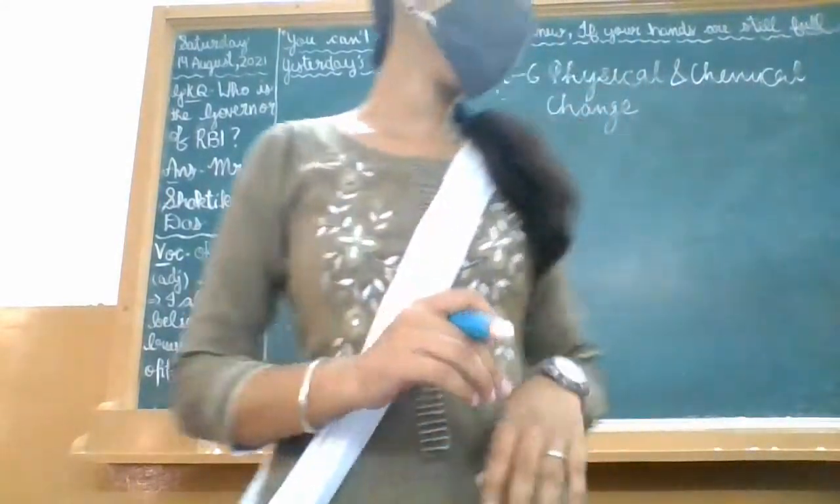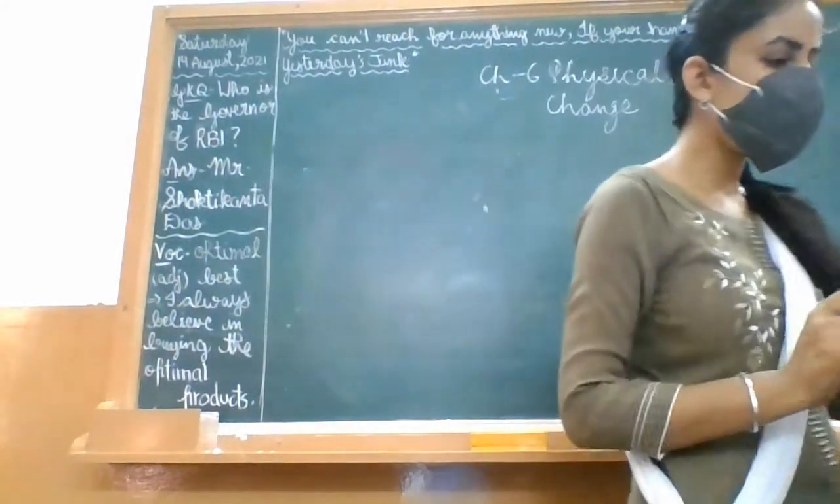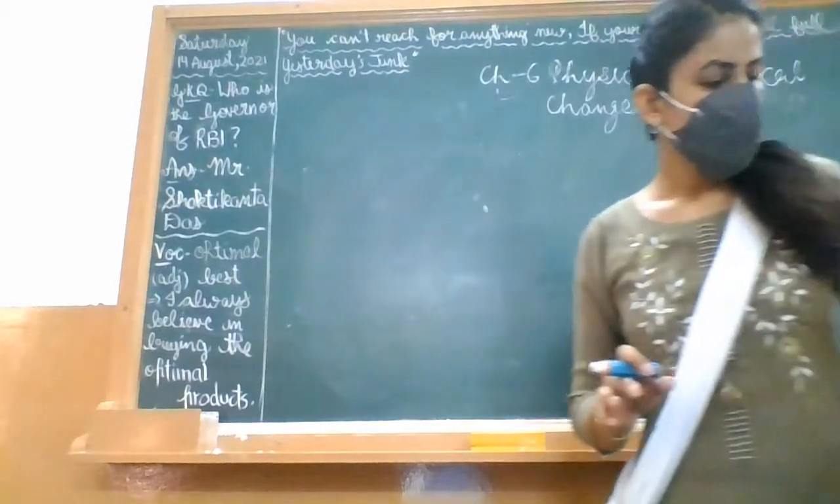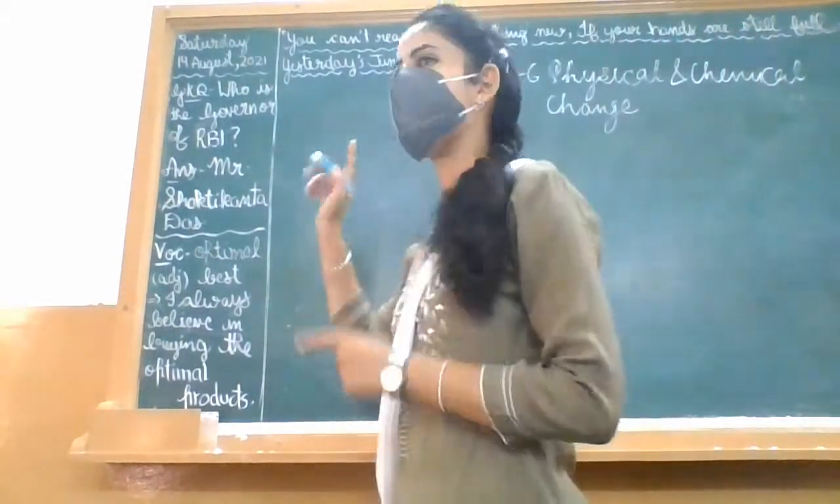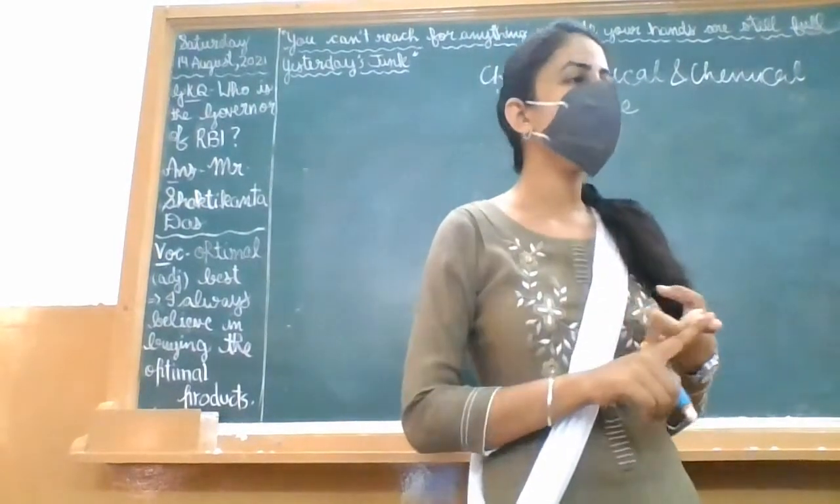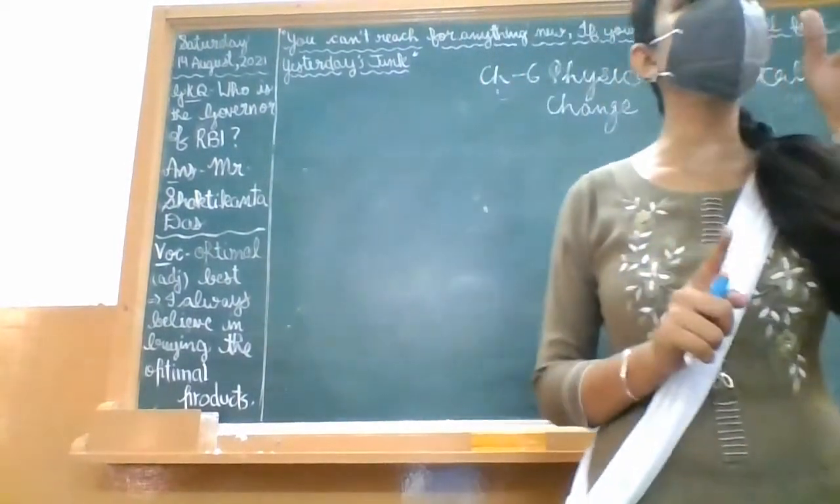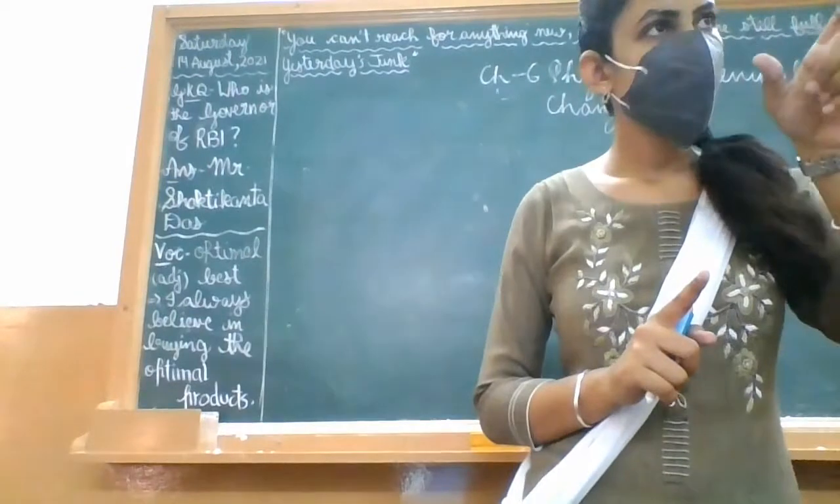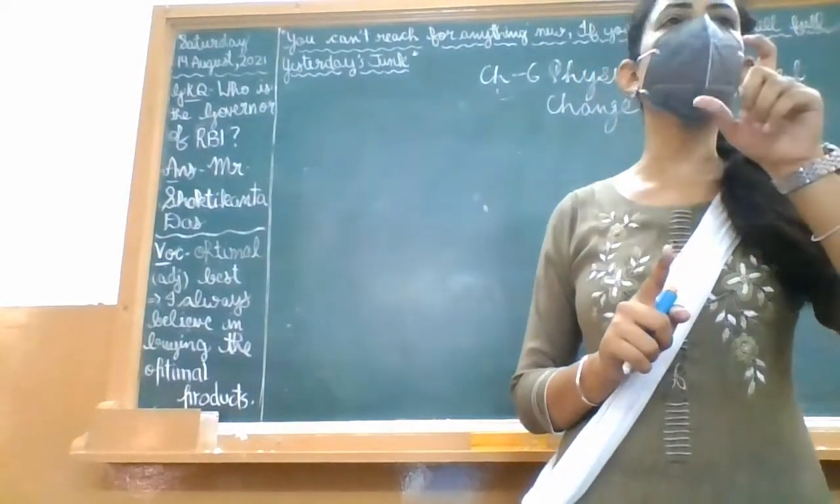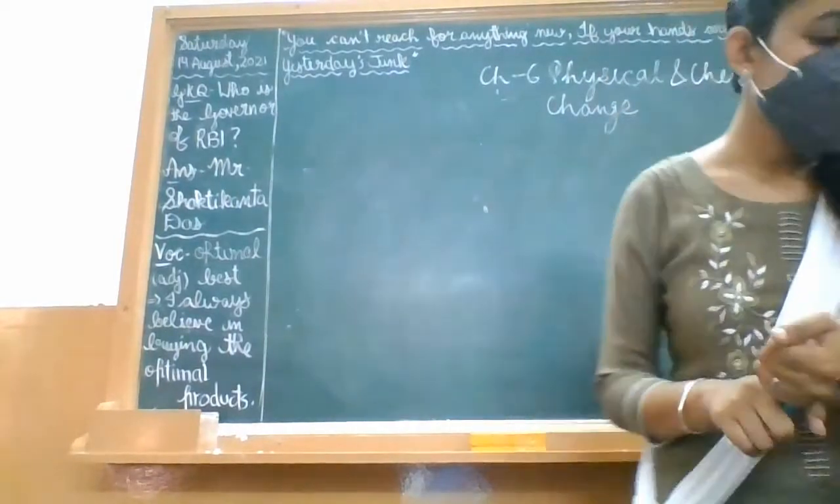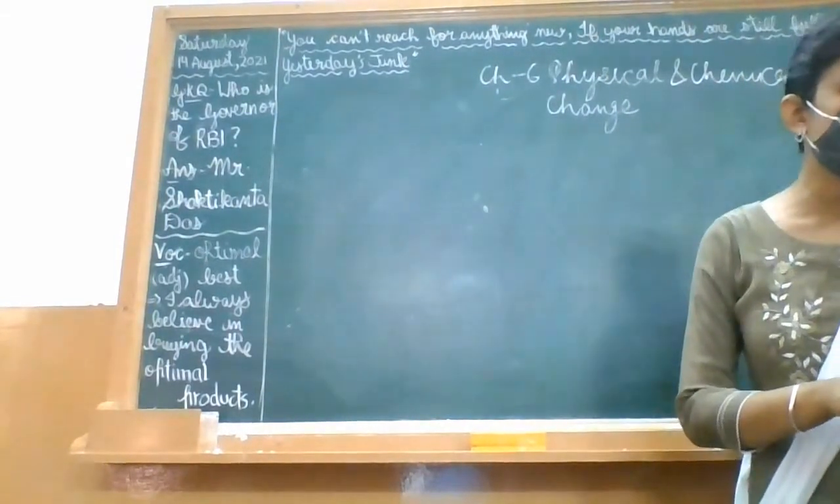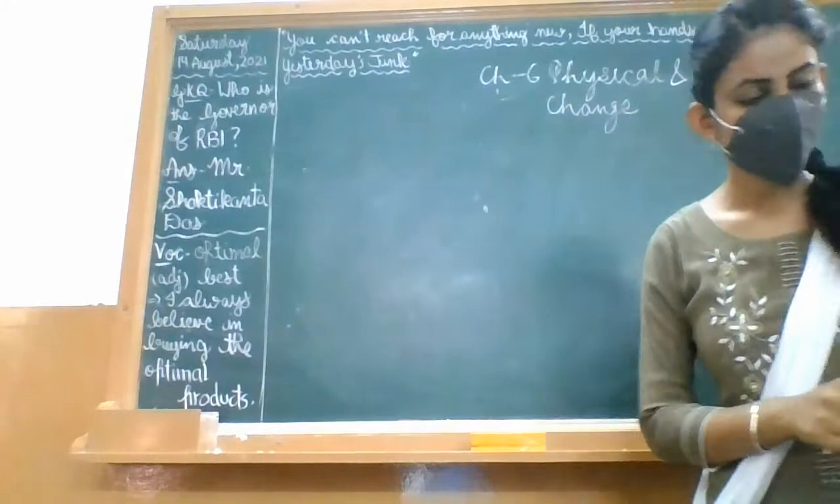So in the activity 6.7, there is a reaction between copper sulfate and iron. And what is the name of the new substance that is formed? Iron sulfate, and copper is deposited on that. Yes. And next is activity 6.8.